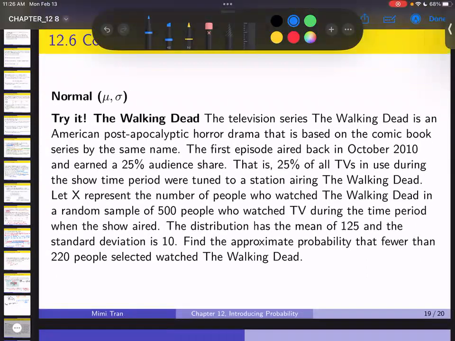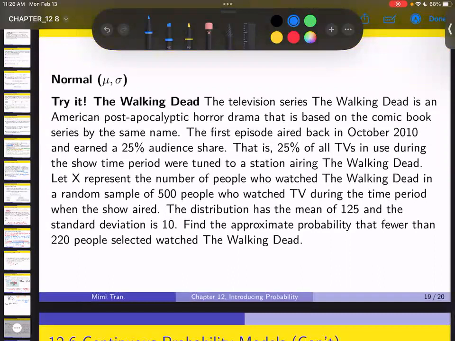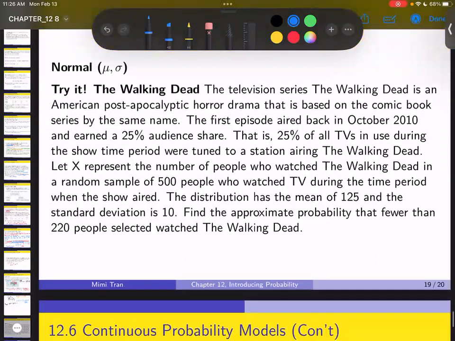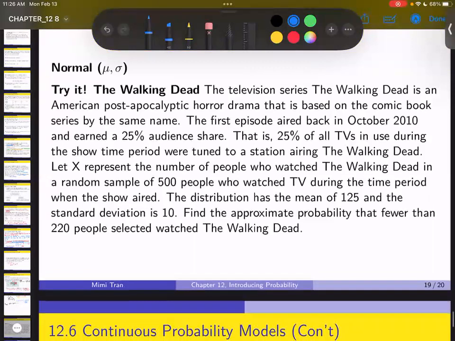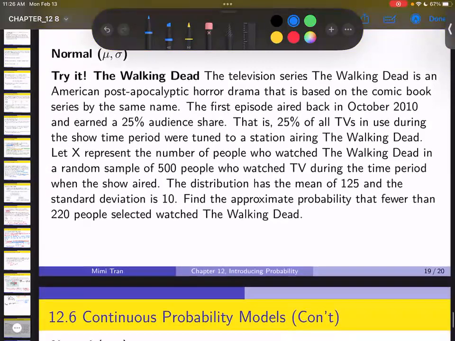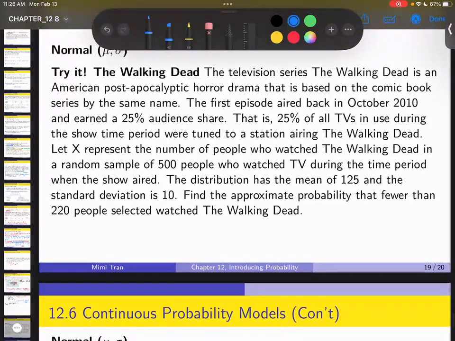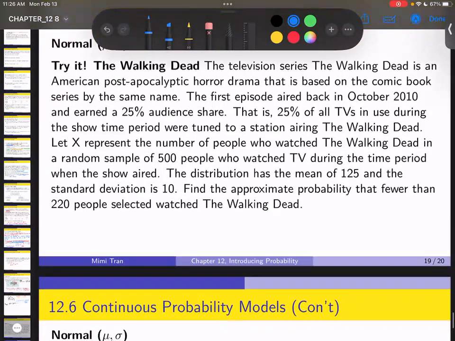The television series The Walking Dead is an American post-apocalyptic horror drama that is based on a comic book series by the same name. The first episode aired back in October 2010 and earned 25% audience share. That's a lot. That is, 25% of all TVs in use during the showtime period were tuned to a station airing The Walking Dead. Let's represent the number of people who watched The Walking Dead in a random sample of 500 people who watched the TV during the time period when the show aired.